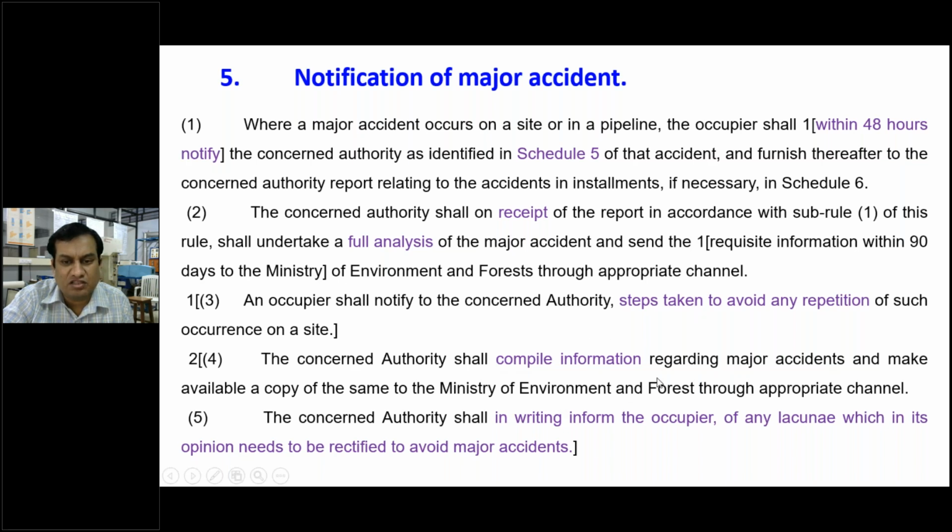Then they are going to compile all the information, and the concerned authority will inform the occupier in writing that if any lacuna, any loophole, any negative point is there in their opinion, then all these points should have preventive or corrective actions taken. So all these things should be rectified in a positive manner to avoid the major accident. So in this notification, the main objective is to avoid the repetition of these major accidents.